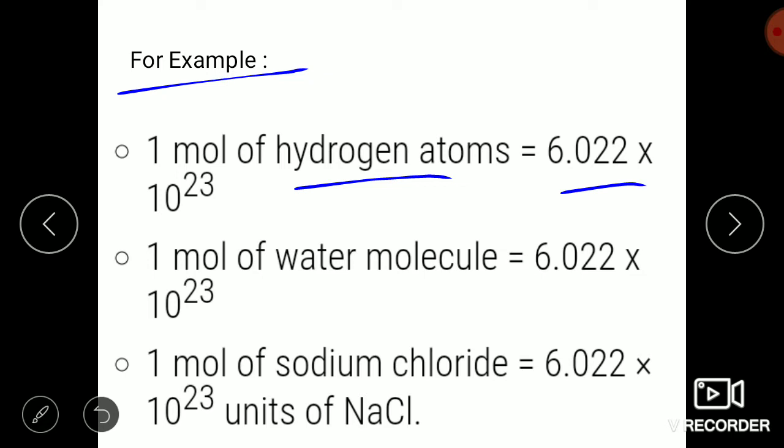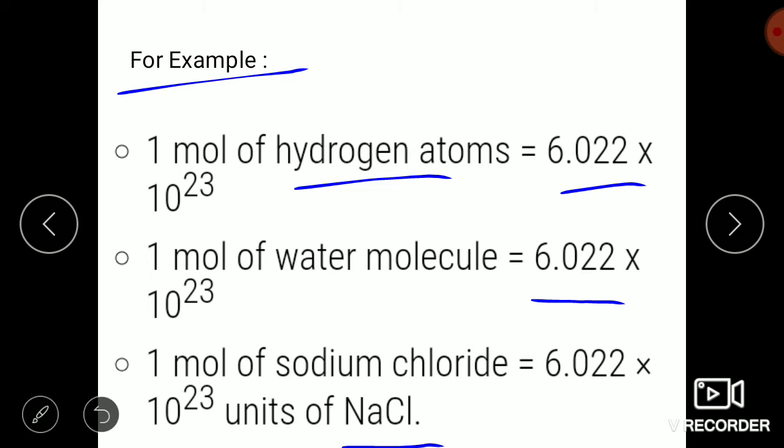So in 1 mole of hydrogen atom, if you take, then how many atoms you'll get? You'll get 6.022 into 10 to the power 23 number of hydrogen atoms. Same way, if you take 1 mole of water molecule, then how many water molecules you'll get in 1 mole? Same, Avogadro's number. Same as in ionic compound. Sodium chloride is an ionic compound, so if you take 1 mole of sodium chloride, there also you'll get 6.022 into 10 to the power 23 units of sodium chloride.